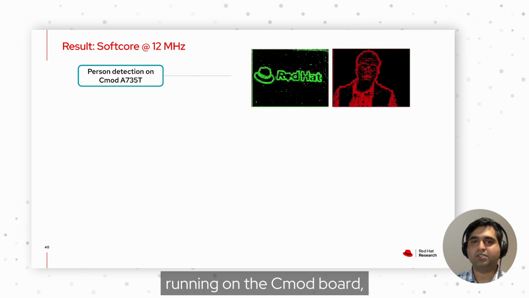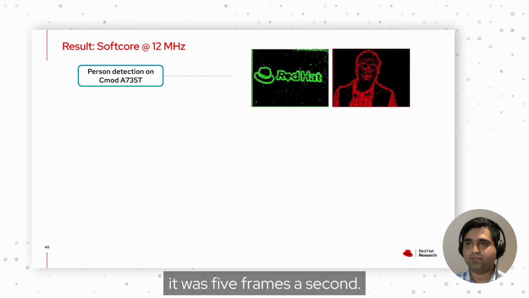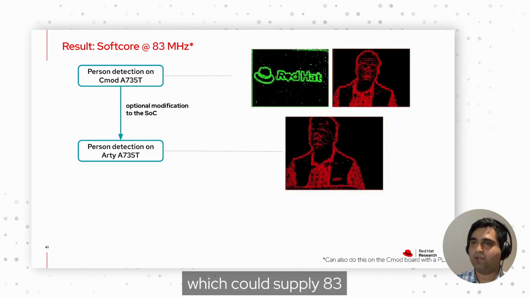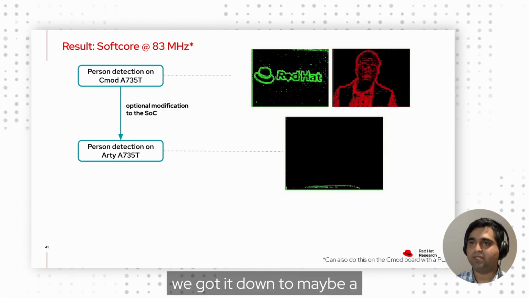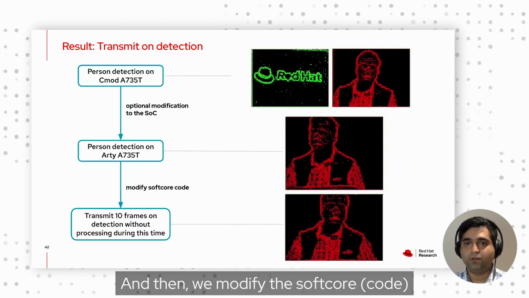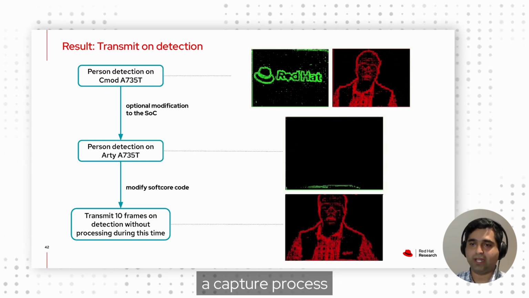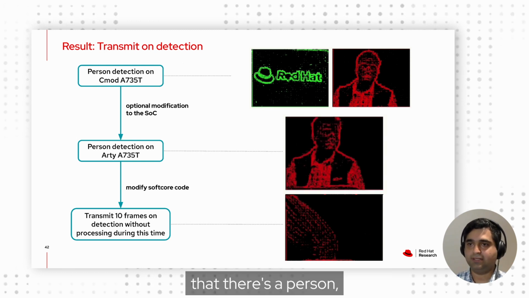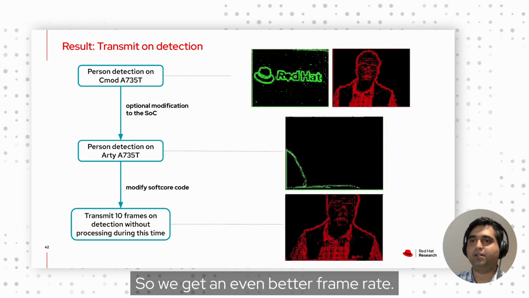And so when we were running on the CMOD board, which was a 12 megahertz oscillator, it was 5 seconds a frame. When we switched over to the RD board, which could supply 83 megahertz to the PicoRV core, we got it down to maybe a second and a half, a lot faster. And then we modify the soft core so that instead of doing a capture, process, transmit every iteration, we do a capture process. And then if we detect that there's a person, then for 10 frames, we just do a capture transmit. So we get an even better frame rate.